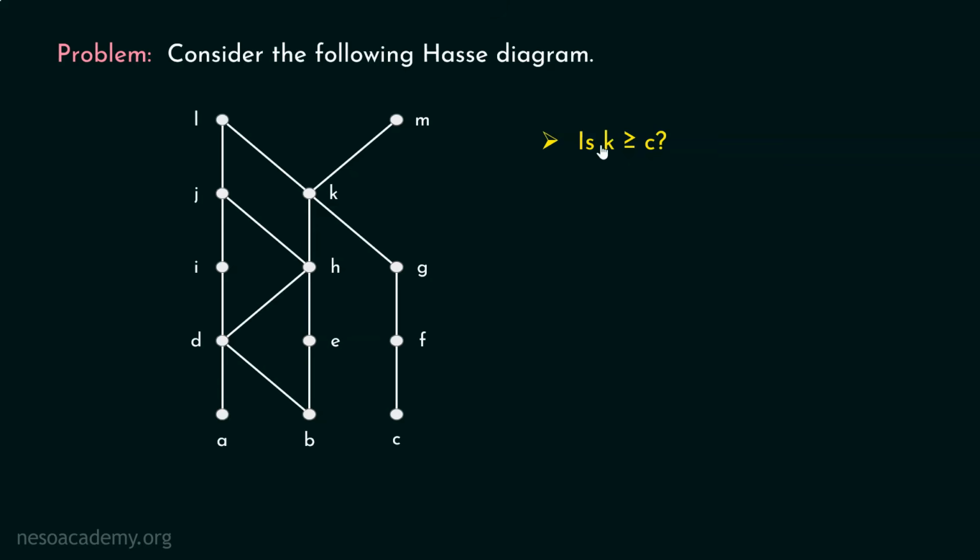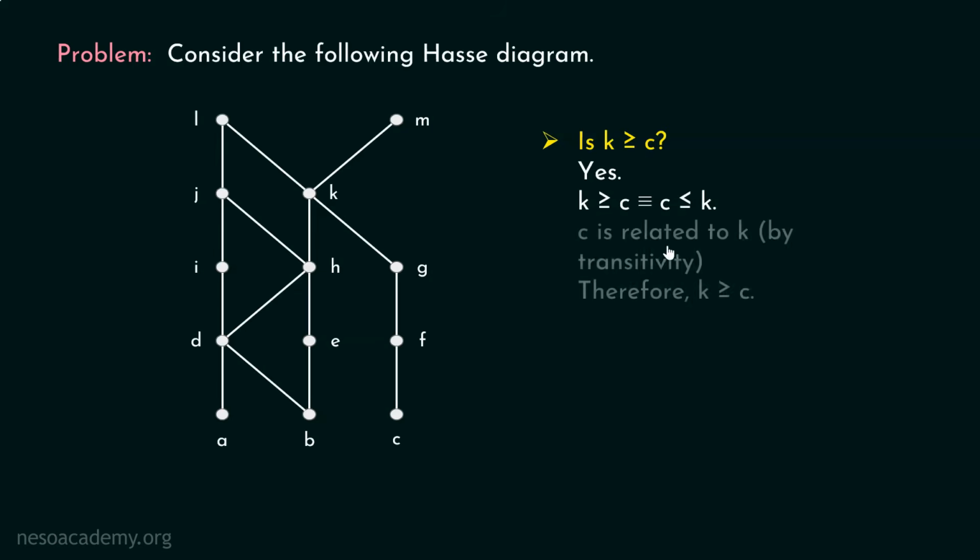Right? Now the other question is, K greater than or equal to C? Is it true that K is greater than or equal to C? Or in other words, is it true that C is less than or equal to K? You can see that there is a path from C to K and C is below K, right? Therefore, this is true. K greater than or equal to C is equivalent to C less than or equal to K. C is related to K by transitivity. Therefore, K is greater than or equal to C, right? You can see that K is above C and there is a path from K to C. K is not equal to C, right? But K is greater than C.